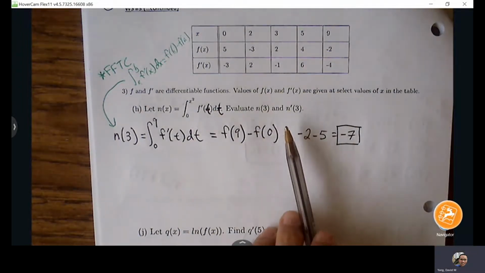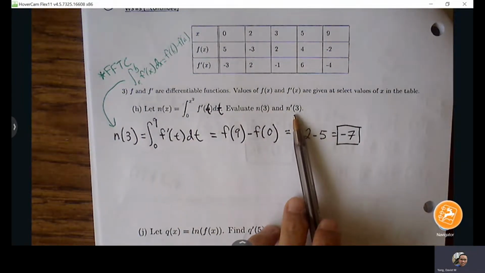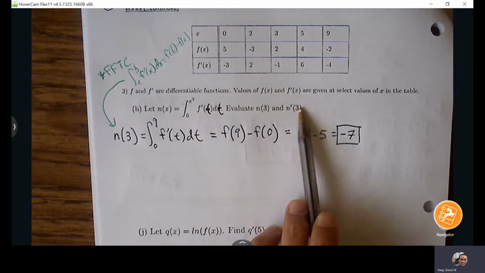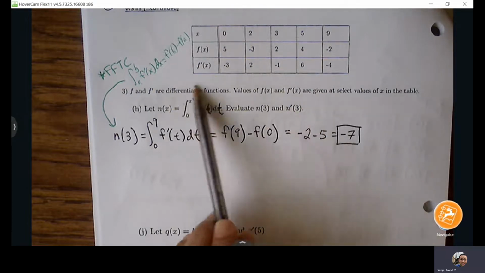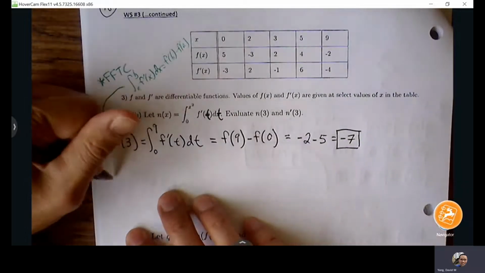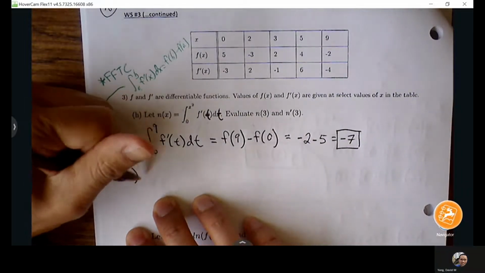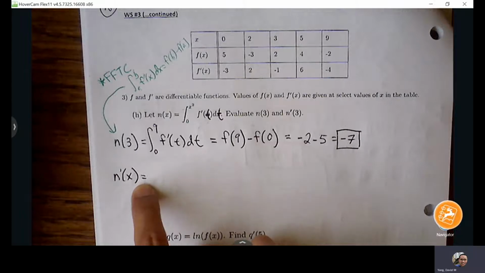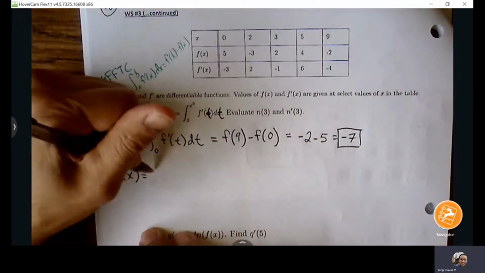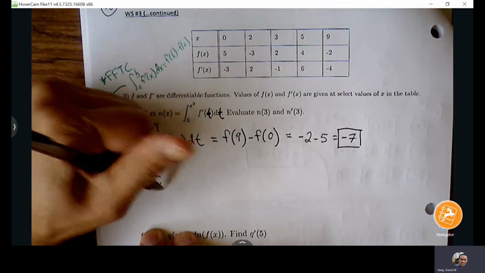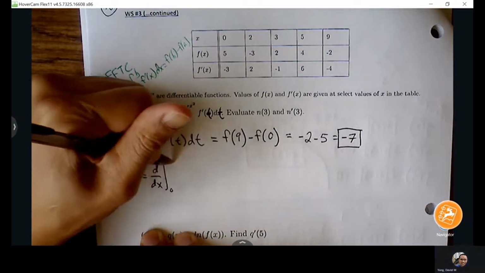Okay, next up, find n prime of 3. But before we find n prime of 3, we're going to find n prime of x. Okay, but to find n prime of x, there's a little bit of procedure we have to go through, so let's talk about that. So to find n prime, I need to find the derivative of this mess on the right side here. Let me just write out what I want to do. I want to find the derivative of this expression.